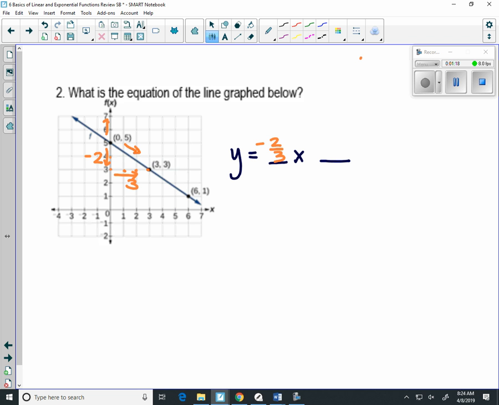And then our y-intercept is going to be plus the y-axis. Here, that's positive 5. That is the easiest way to write that equation. If you have the y-intercept, y equals mx plus b. Done.